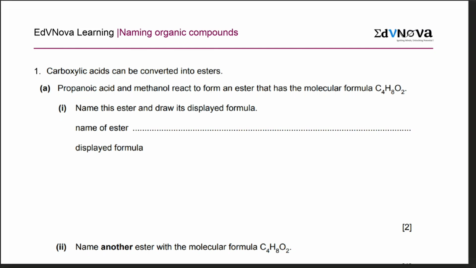Hi, in this video we are covering topical questions from naming organic compounds. Let's start. Question number 1. Carboxylic acids can be converted into esters.